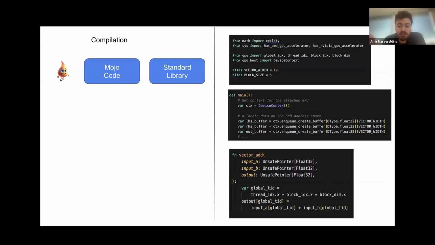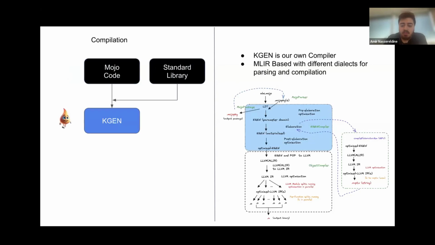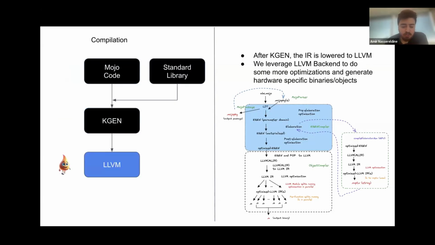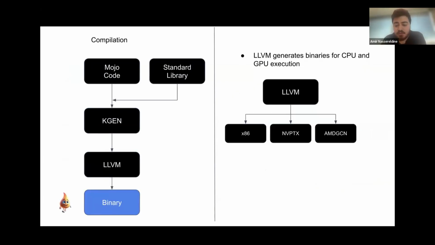The first thing is we have some code, for example some Mojo code. We import from the standard library, we write our main function, we write our kernels, and then we do something like mojo build. What mojo build does is it goes into our own compiler, which we call KGen. I think there's a public tech talk about that, if you want to refer to it. But then from KGen, we lower to LLVM, and then LLVM outputs a bunch of binaries. One binary for CPU, and usually one binary for GPU, if you're compiling for GPUs.